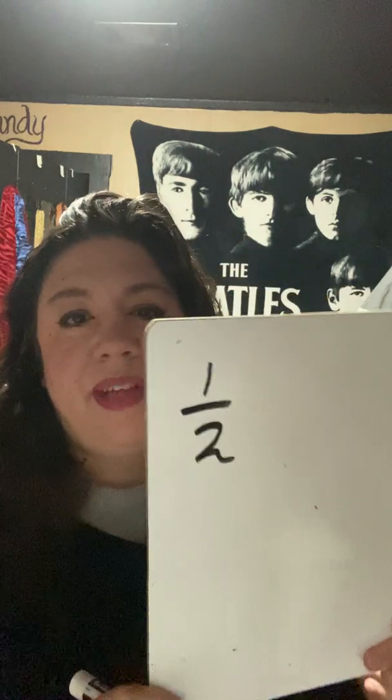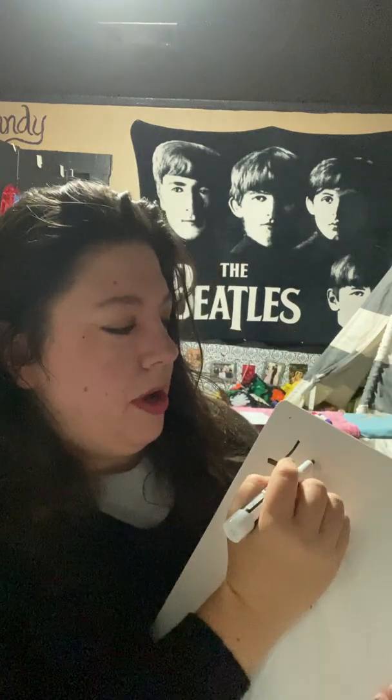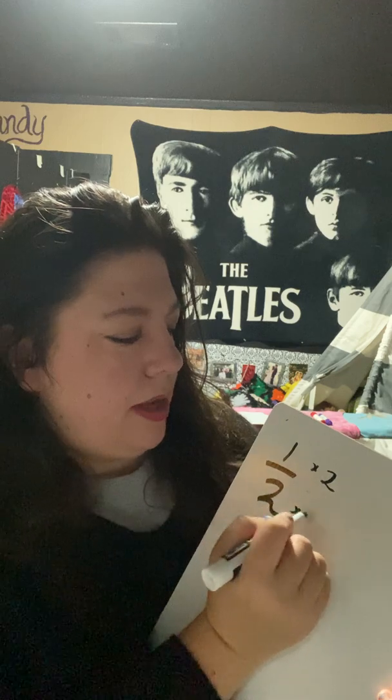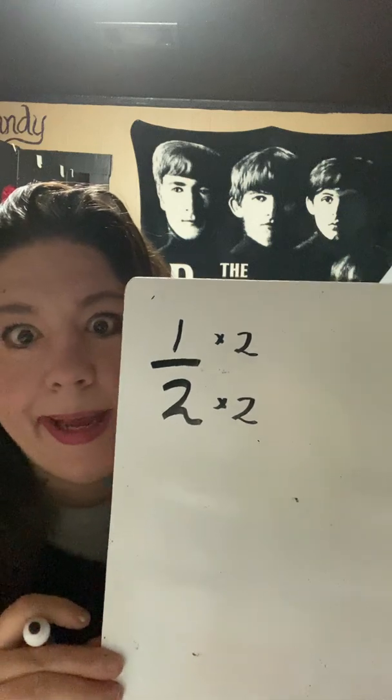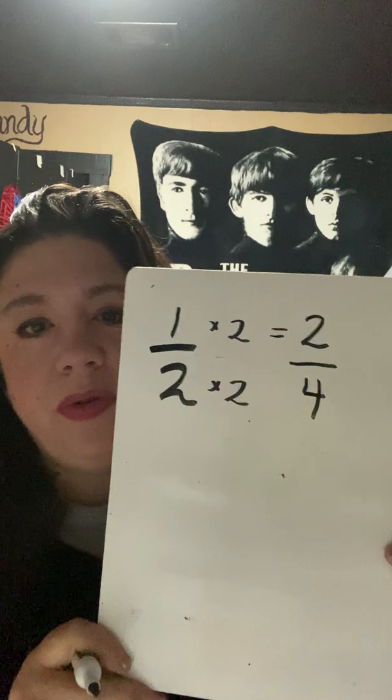So on your new clean sheet of paper, let's look at 1/2. I can make all kinds of equivalent fractions. All I have to do is multiply the top and the bottom by the same number, and it'll be an equivalent fraction. Let's do 2. Let's do 1 times 2 and 2 times 2.